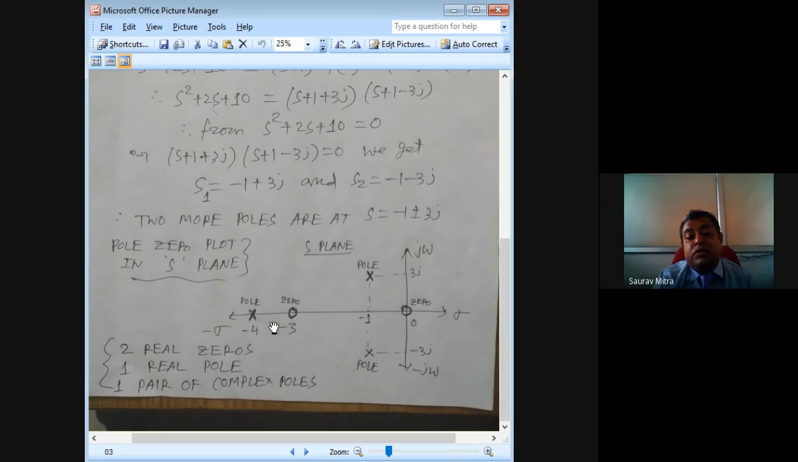Then where are the poles? So first real pole is there at minus 4. Then where are the other complex poles? Real poles are on the sigma axis and complex poles are on the j omega axis. So the first pole is at minus 1 plus j3.